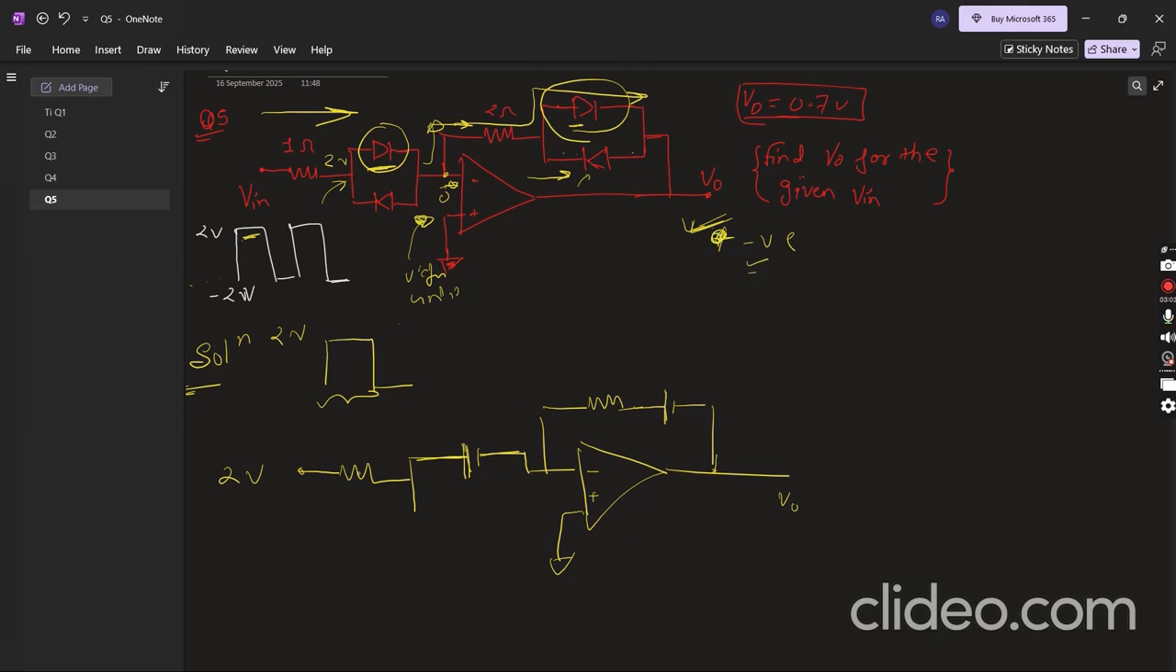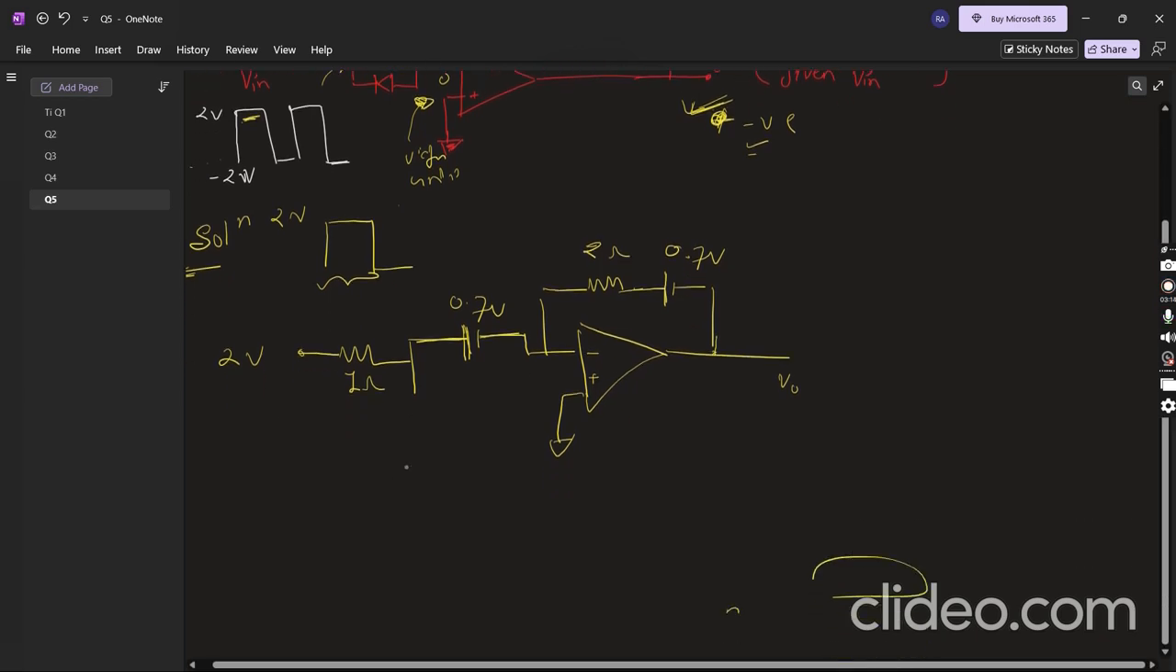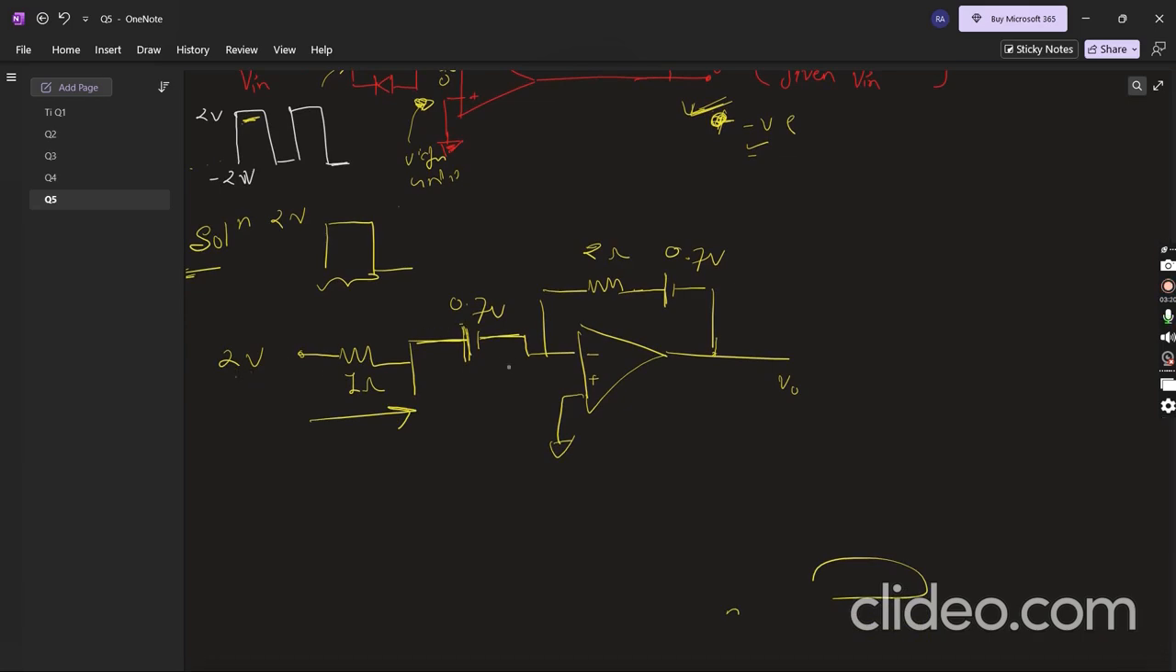Okay. So this is a 1 ohm resistor. This is a 2 ohm resistor. This is 0.7 volt. Now we have to find the current in this branch. This is 2 volt, this is 0.7 volt, this is 0 volt.